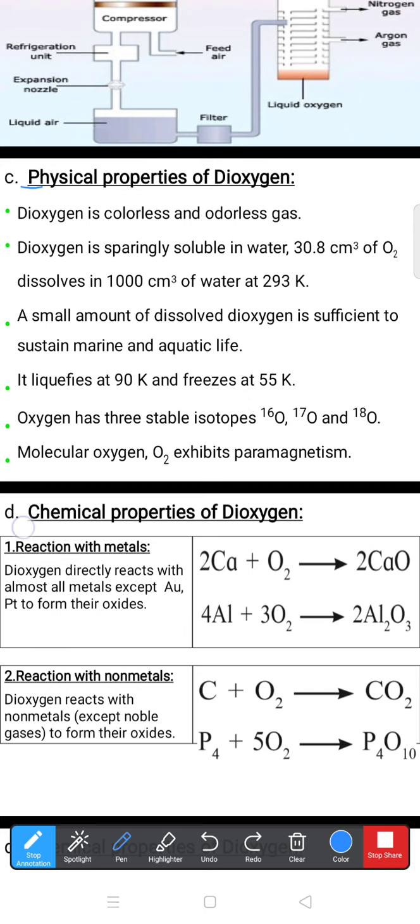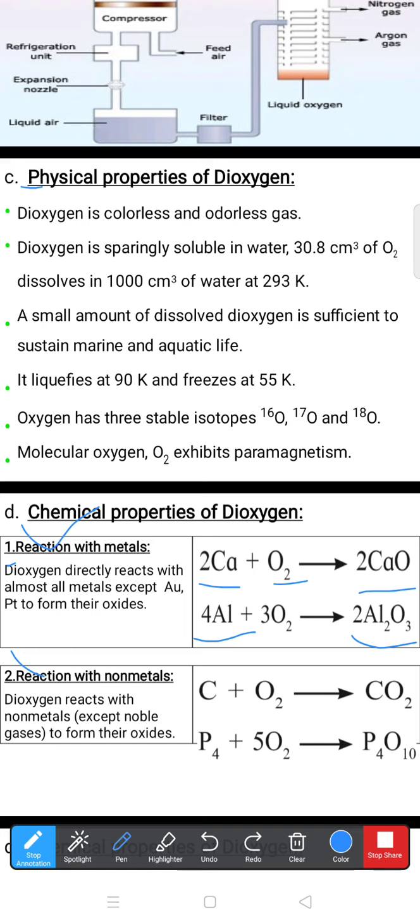Chemical properties of oxygen, in that, reaction with metals. Oxygen directly reacts with almost all metals except gold and platinum, and forms their oxides. Example: 2Ca plus O2 gives 2CaO. Then 4Al plus 3O2 gives 2Al2O3, alumina. Then reaction with non-metals. Oxygen reacts with non-metals except noble gases to form their oxides.